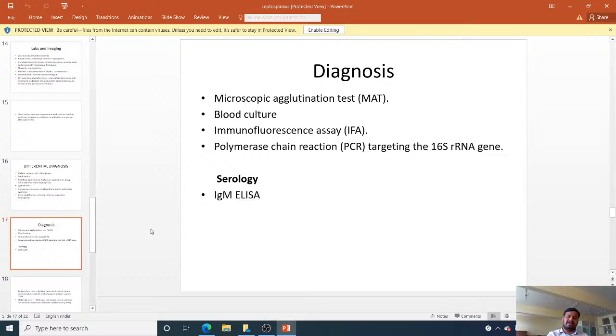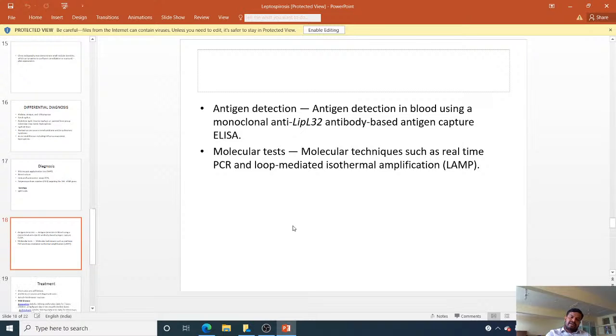But the most commonly done is the serological test, where we see the IgM ELISA, enzyme linked immunosorbent assay of the antibodies developed against the leptospira. Okay, direct antigen detection. Antigen detection in the blood using monoclonal anti-LIP-L32 antibody based antigen capture ELISA can also be done. And the molecular tests are the RT-PCR, and the loop mediated isothermal amplification, which is also called LAMP, can also be done to diagnose the leptospira.